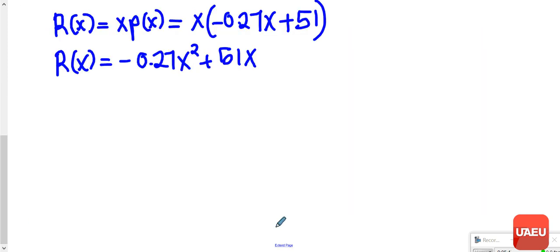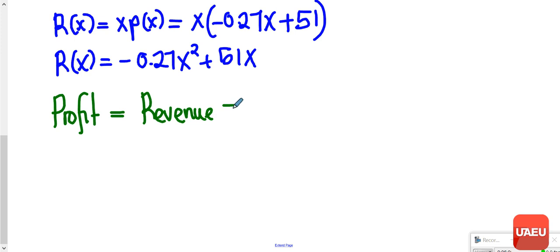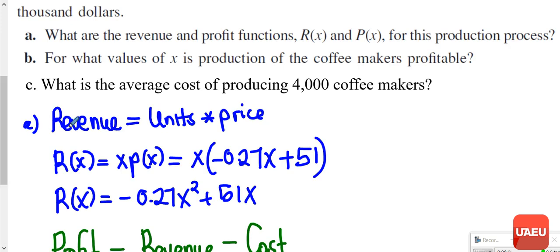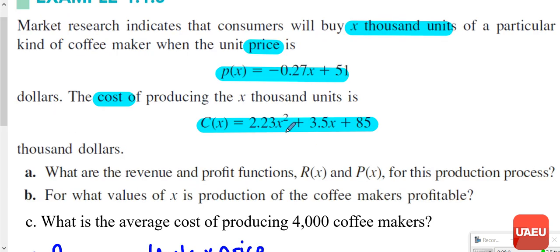What about the profit? We also want to find the profit. So for the profit, if you remember, we said profit is equal to, what is it? Revenue minus cost. Okay, so our profit depends on X because all our functions depend on X. Our revenue is negative 0.27X squared plus 51X minus, what was the cost? Cost is 2.23X squared plus 3.5X plus 85.